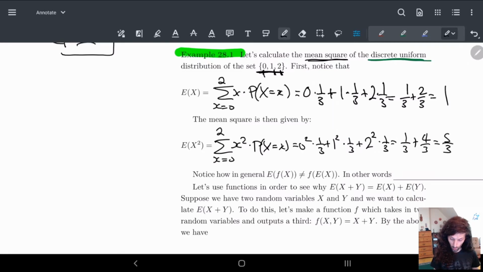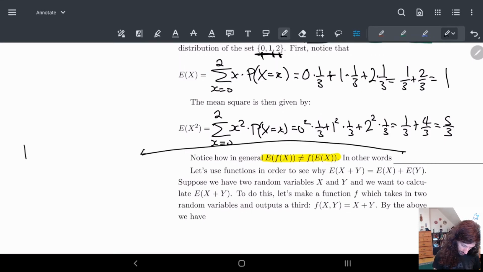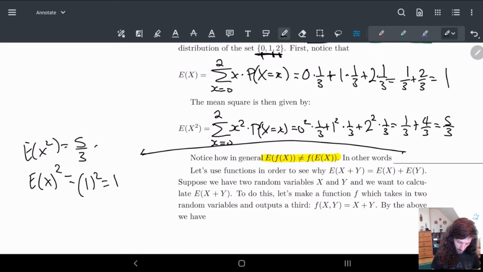Now this brings up a super important point: we can never switch E and f. The expected value of the function is different from the function of the expected value, and we see that in the example above. I'll write this over here. The expected value of x squared is equal to 5/3. But the expected value of x, squared, is equal to 1 squared, which is 1. These two are not equal to one another. So this is something to note.